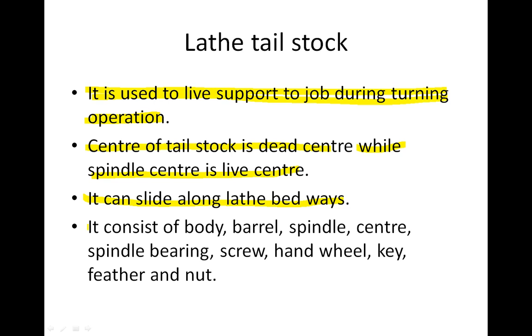Next, this lathe tailstock consists of body, barrel, spindle, center, spindle bearing, screw, hand wheel, key, feather and nut. So these are the parts of lathe tailstock.